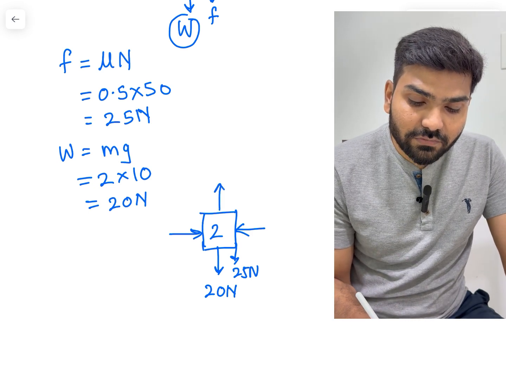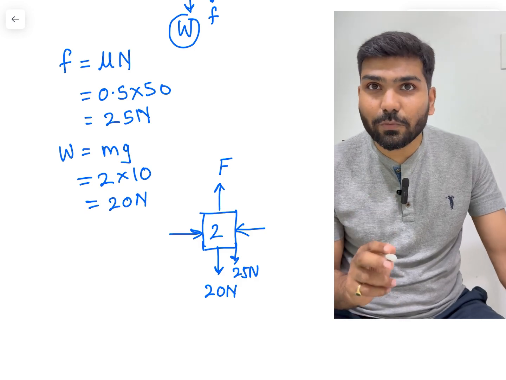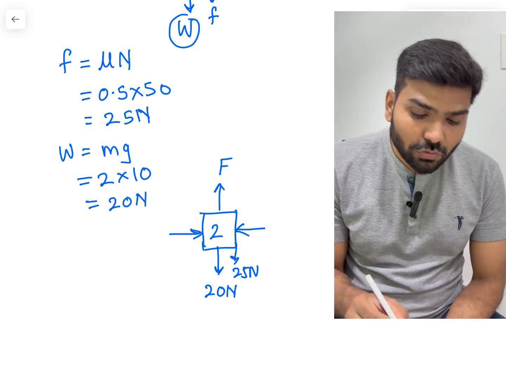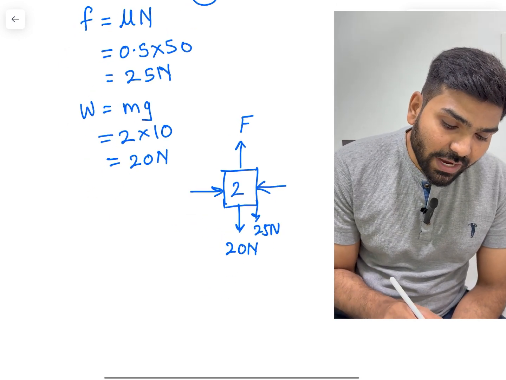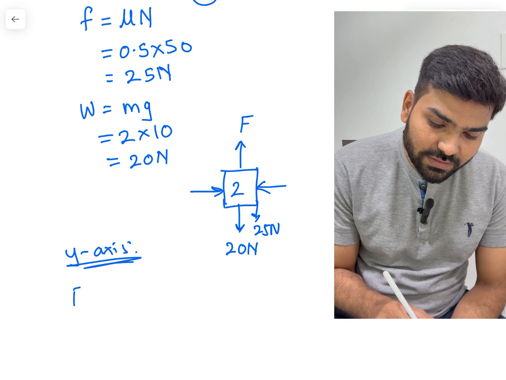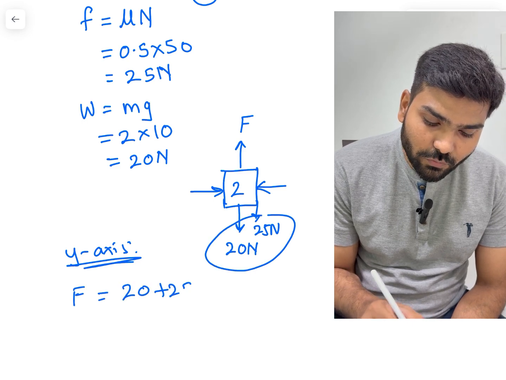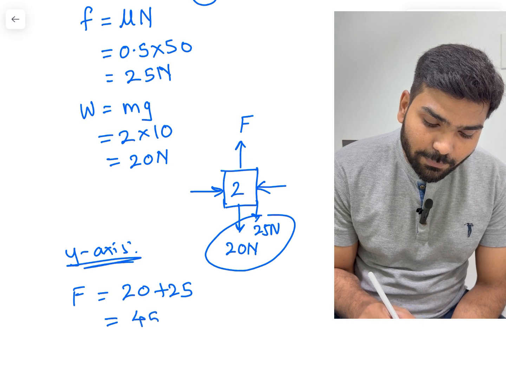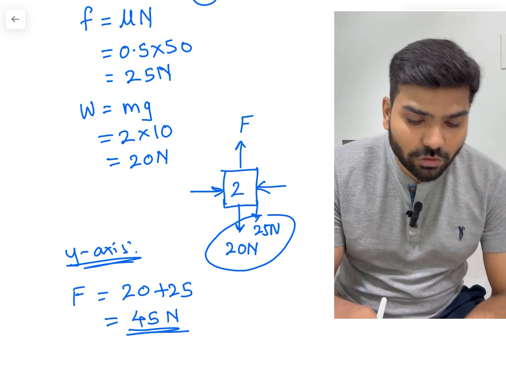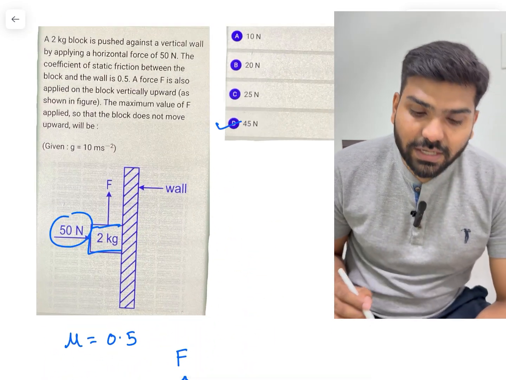The force F that we can apply on the block in the upward direction, so that the block does not move, means the block is in equilibrium. So if we balance the y-axis forces also, we get F is equal to these two forces, which is equal to 20 plus 25 Newton. So the total force that we can apply is 45 Newton in the upward direction, so that the block does not move. If we check the options over here, D option will be the correct answer.